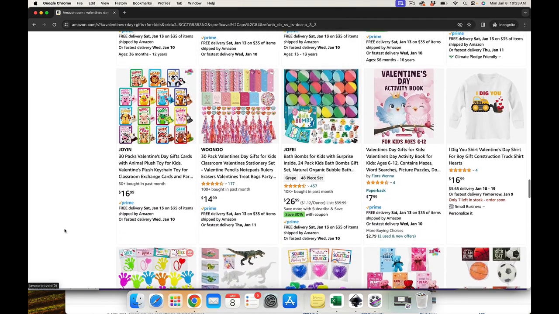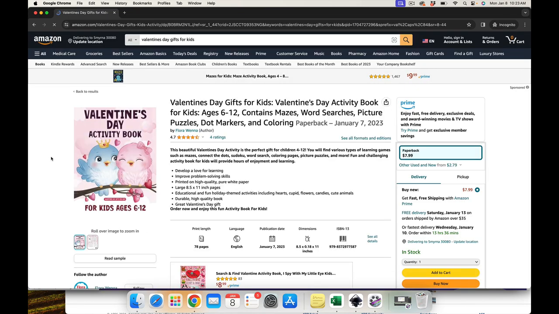However, right here on the first page, we do also see a Valentine's Day activity book for kids ages 6 through 12. So something I might do is go ahead and click on that. Obviously, it is doing well if it's made it to the first page of Valentine's Day gifts for kids.